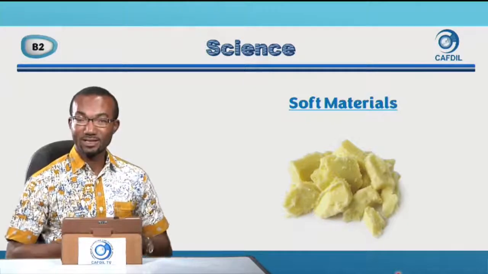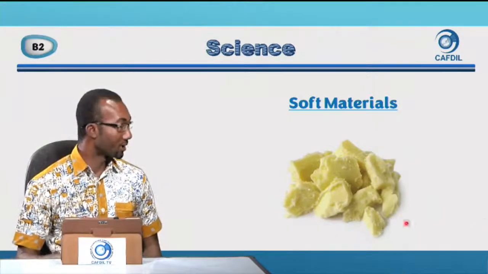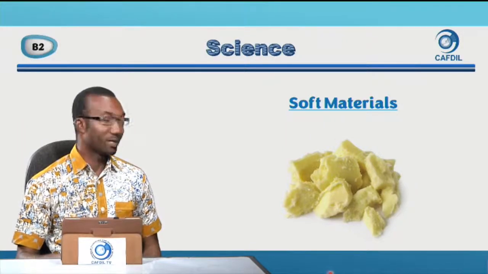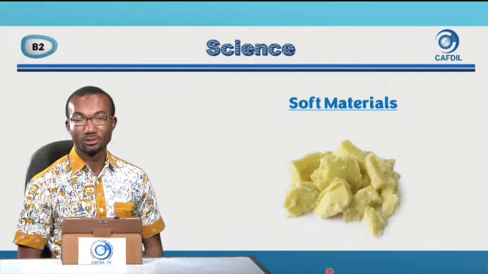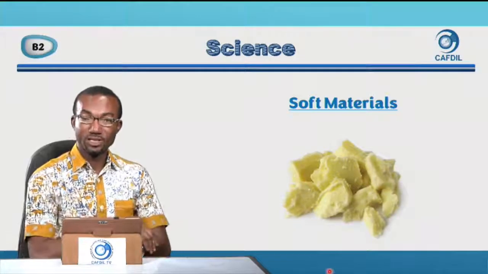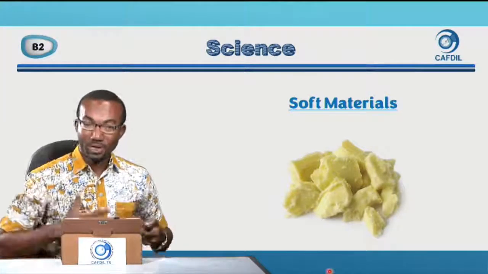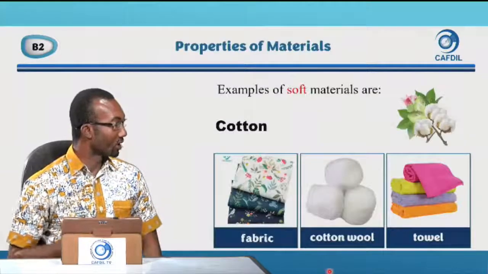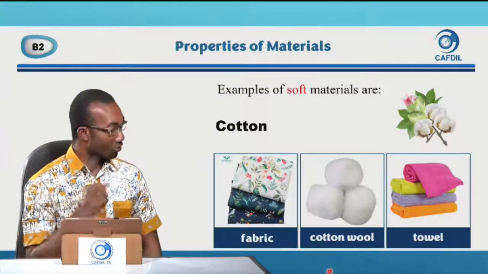There are some materials that are soft. If you look on your screen, this is shea butter, and shea butter is very soft. That is why we use it as pomade to apply to our bodies after taking our bath. So let's look at some materials that are soft.